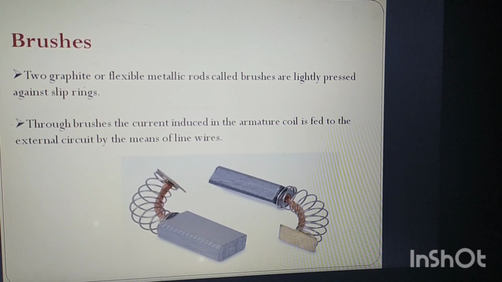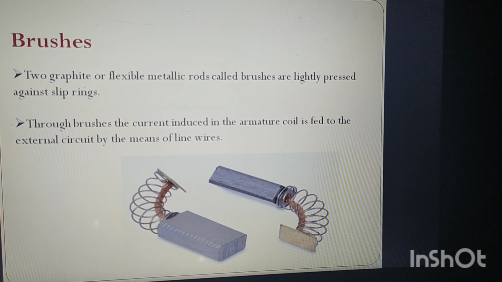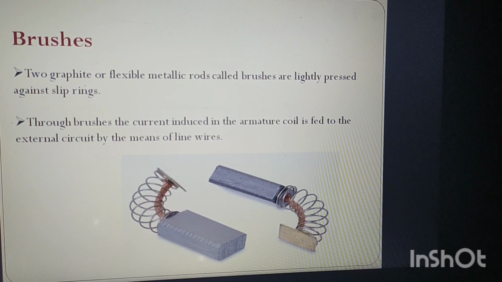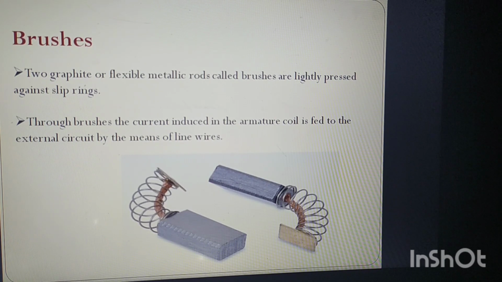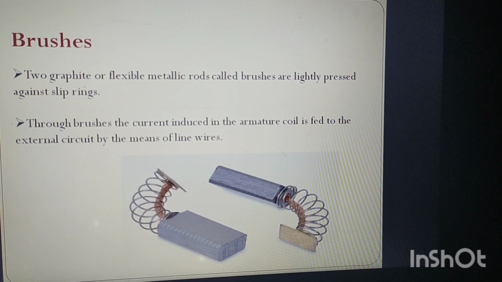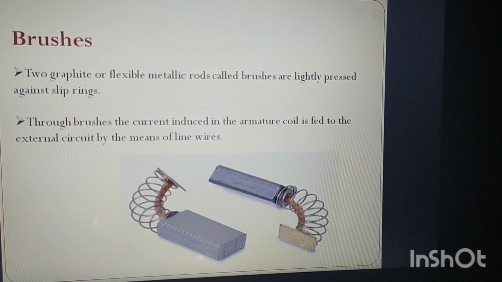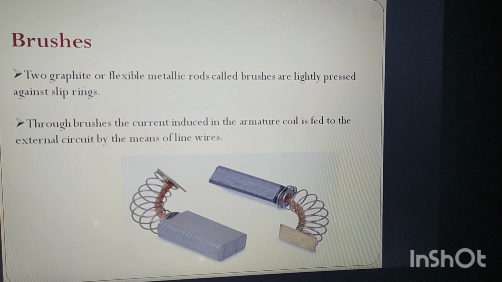Now let us see what brushes are. These brushes are two graphite, or flexible metallic rods. They are very lightly pressed against the slip rings. Why? Because through these brushes, the current induced in the armature coil is fed, or passed on, to the external circuit by means of these wires, or brushes.